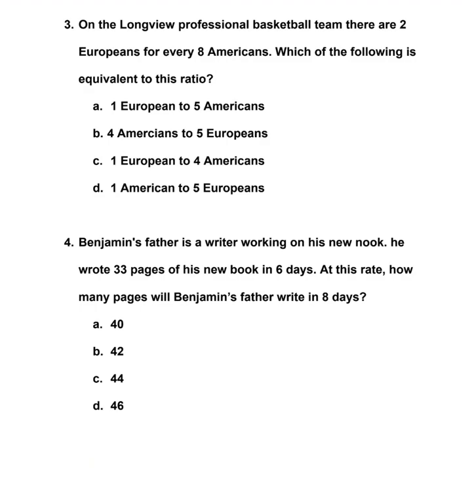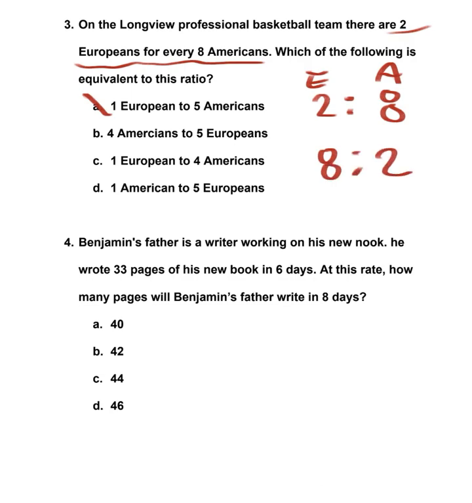And then 32 incorrect, and then D also incorrect. 3. On the Longview professional basketball team, there are 2 Europeans for every 8 Americans. Which of the following is equivalent to this ratio? So, 2 Europeans to 8 Americans. We know that A is wrong because it doesn't fit into this. We know this is Americans to Europeans, so that'd be 8 to 2. That doesn't fit in either. Here, C does fit in, because you just divide both sides by 2.